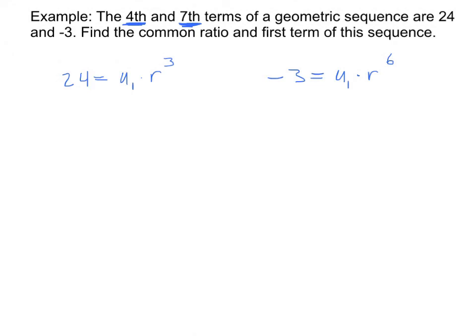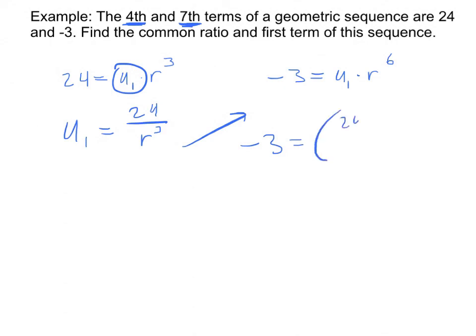I will solve this equation for u1. I'm going to find that u1 is equal to 24 over r cubed. If I take that and plug it in, I'll have negative 3 equals, whoops, not u1, that's what I'm substituting for, 24 over r cubed times r to the 6th.